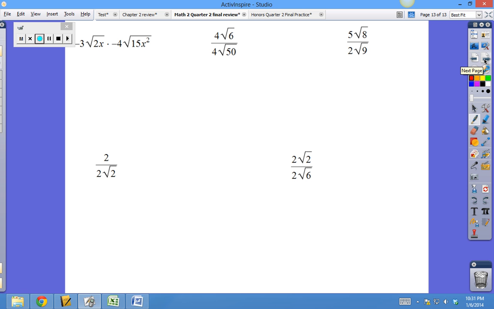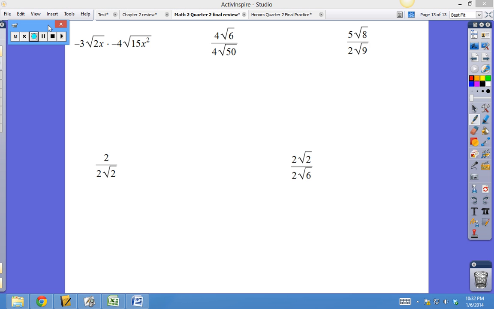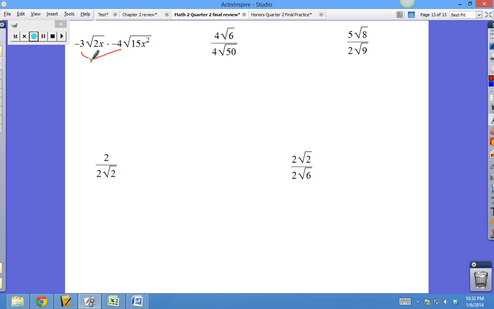Okay, this is it. 5 more problems and we are done. So this first one, let's multiply these together. So my negative 3 and my negative 4 is going to become a positive 12. The next, you can multiply the 2 and the 15 and get 30.